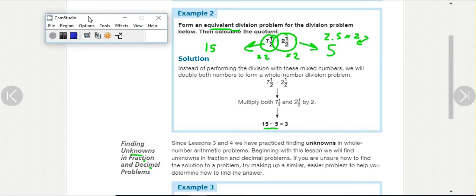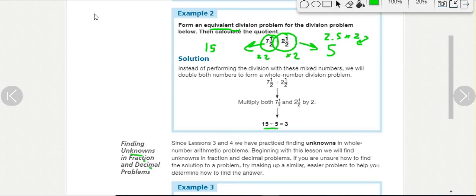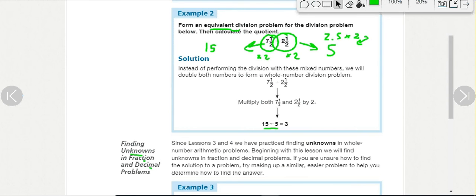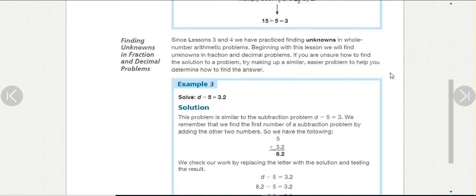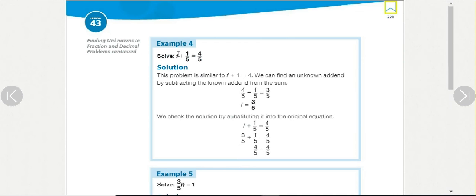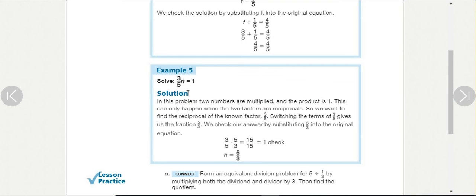Let's take a look at what the book had for these. They did the 5 plus 3 and 2/10. They do f plus 1/5 is 4/5. Real easy. They don't even have different denominators. So what plus 1 is 4? 3. And then keep it over 5. Multiply. 3/5 times what is 1? That's a reciprocal problem, isn't it?